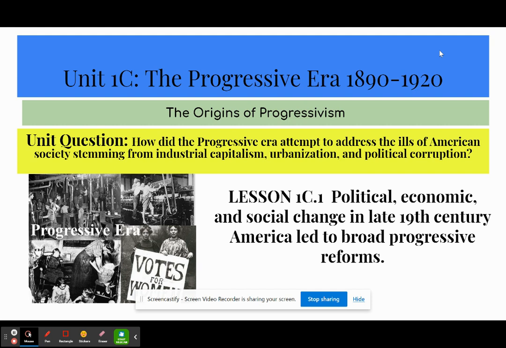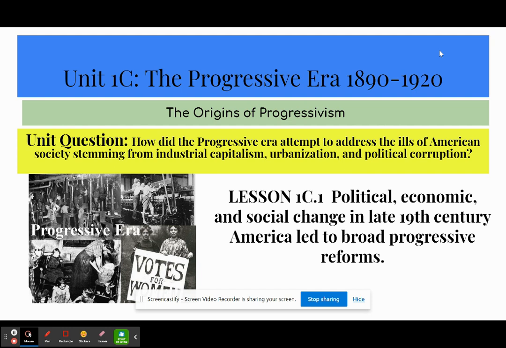This module is probably going to be the longest one because it's about the origins of progressivism, but you'll be familiar with a lot of the big ideas. So the unit question is, how did the progressive era attempt to address the ills of American society stemming from industrial capitalism, urbanization, and political corruption? These are three concepts that we've already looked at: industrialization, urbanization, or what happens when a bunch of people move to the city, and then political corruption.